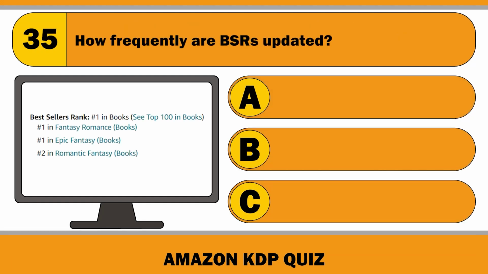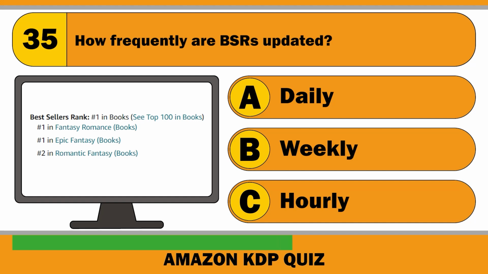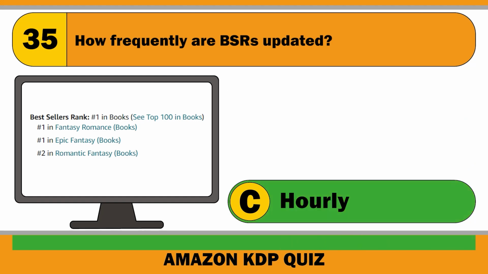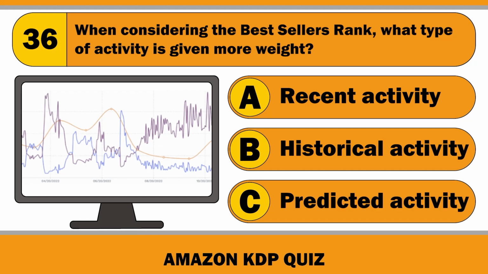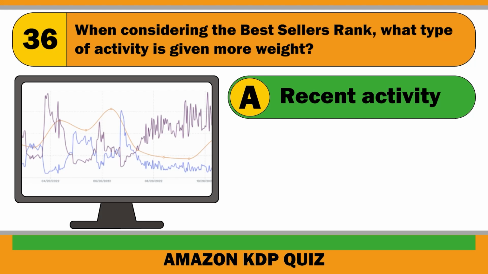How frequently are BSRs updated? Are they updated daily, weekly, or hourly? Rankings are updated hourly but may take 24 to 48 hours to appear. When considering the bestsellers rank, what type of activity is given more weight? Is it recent activity, historical activity, or predicted activity? Rankings reflect recent and historical activity, with recent activity weighted more heavily.